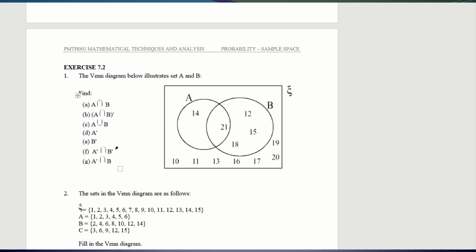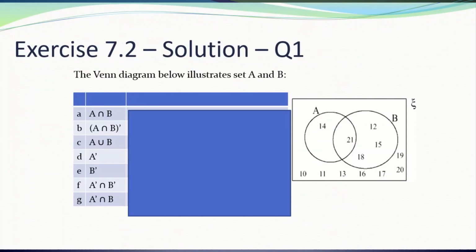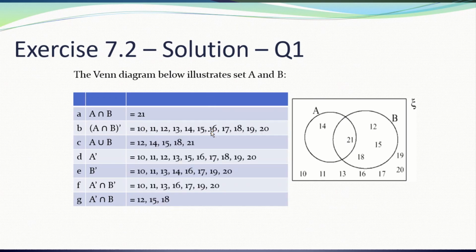Okay, exercise 7.2 number 1. Basically, what they want you to do is just write down the elements inside. So what is A intersection B? 21. A intersection B prime, where is that? Outside. A union B is everything inside A and B. So 14, 21, 12, 15, 18.